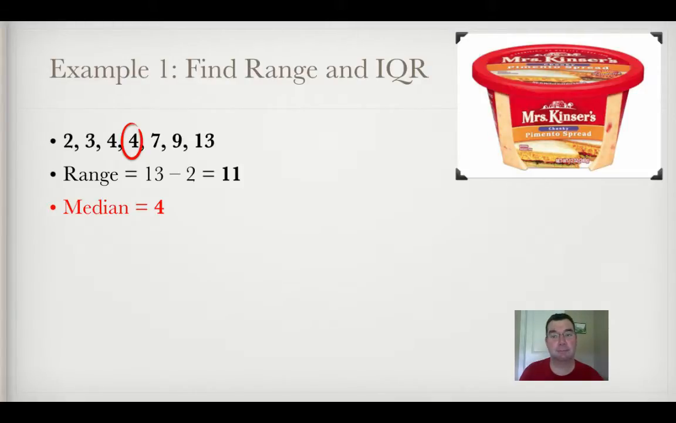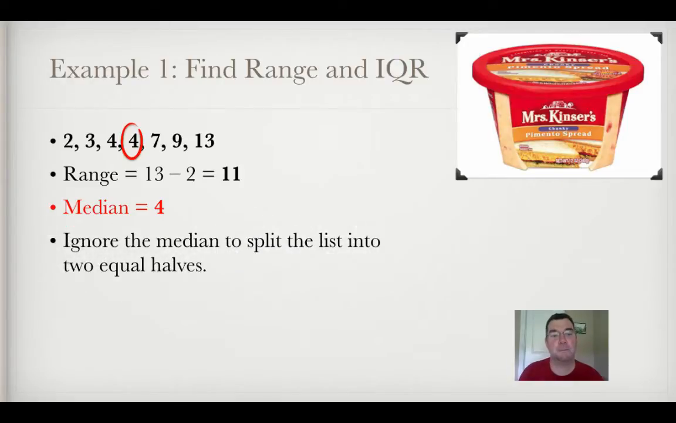There's always only one median, but I don't need to calculate the average of 2 middle numbers because there's only one middle number in the list, and that middle number is 4. So when I go to calculate the first quartile and the third quartile, I will ignore the median, and that way each half of the list now has 3 numbers.